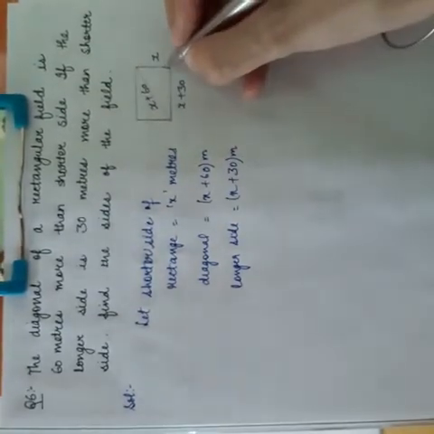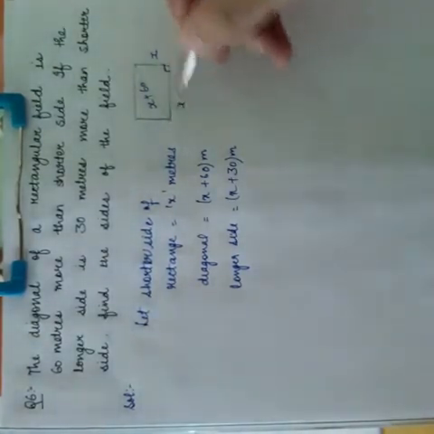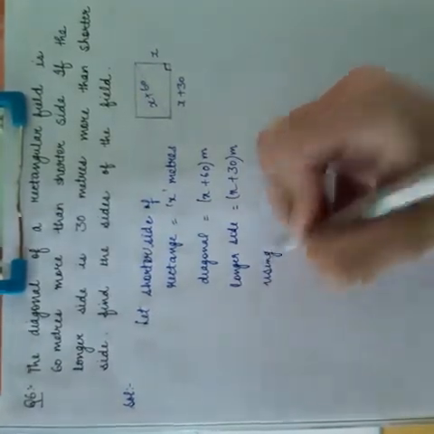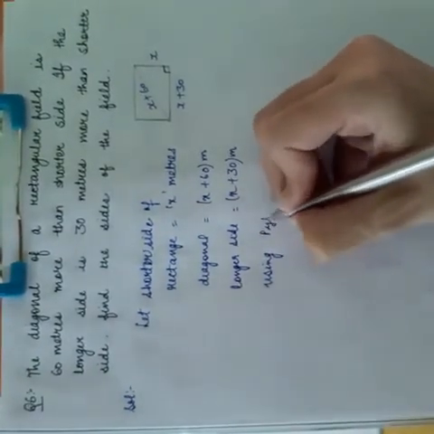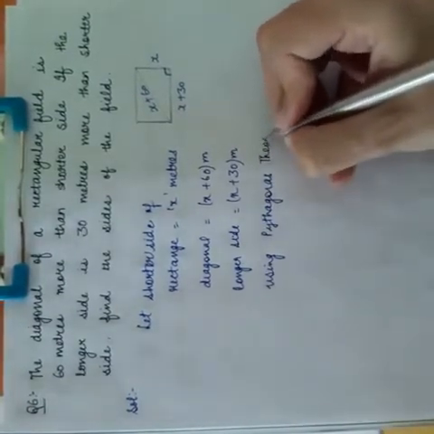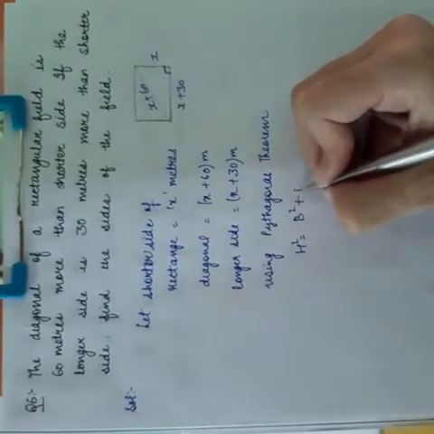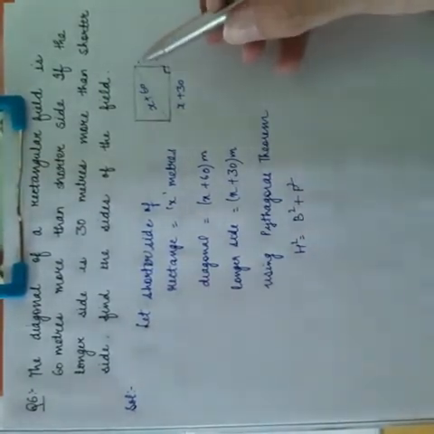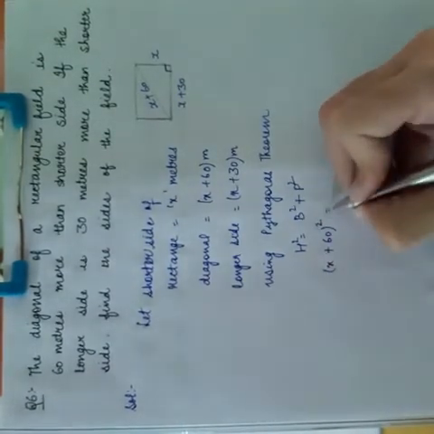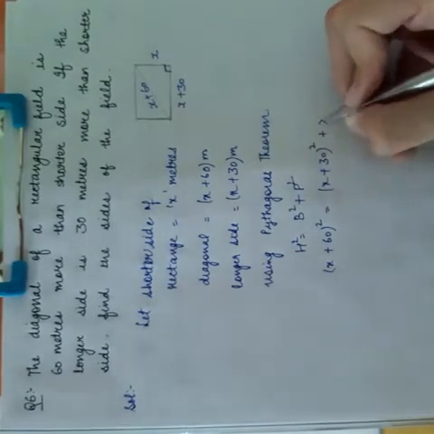Now if you see carefully, in case of a rectangle, each angle is 90 degrees. So we can use the Pythagoras theorem in this triangle. Whenever we have a right angle with us, we can always take help of Pythagoras theorem, which says hypotenuse square is equal to base square plus perpendicular square. Now just see from here, hypotenuse is x plus 60, base is x plus 30, and perpendicular is x.